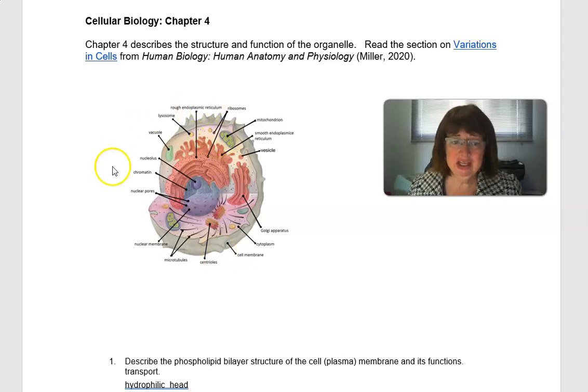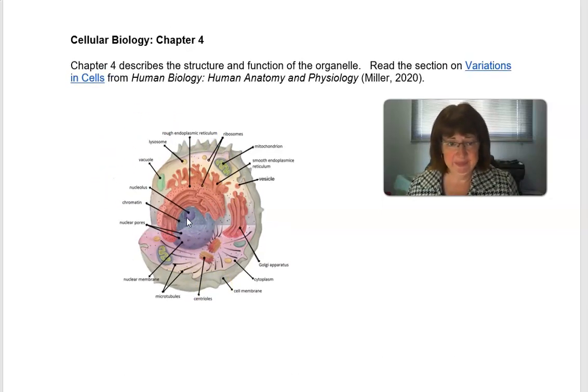So here's the generic picture of a cell, and the cell has special parts to it. So it's got the nucleus in the middle, the cell membrane on the outside, and then there are various flattened sacs and flattened sacs with dots, and mitochondria, which kind of looks like a peanut. So we'll go through each of those.